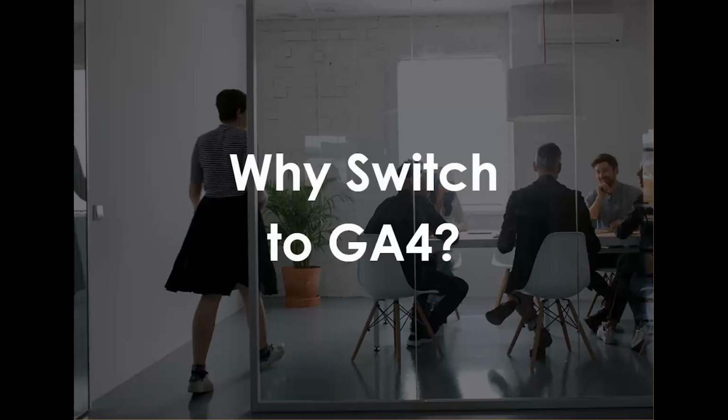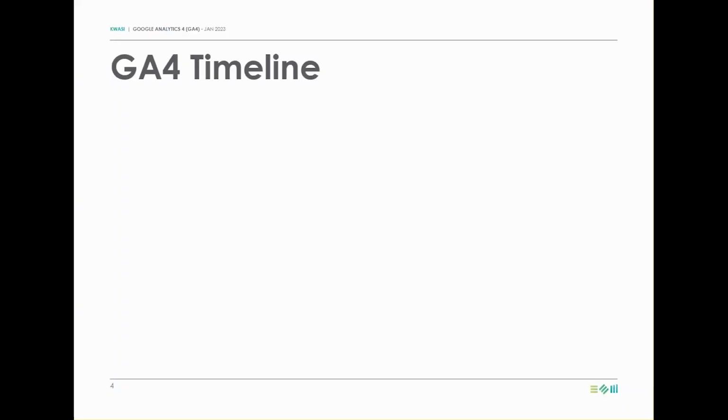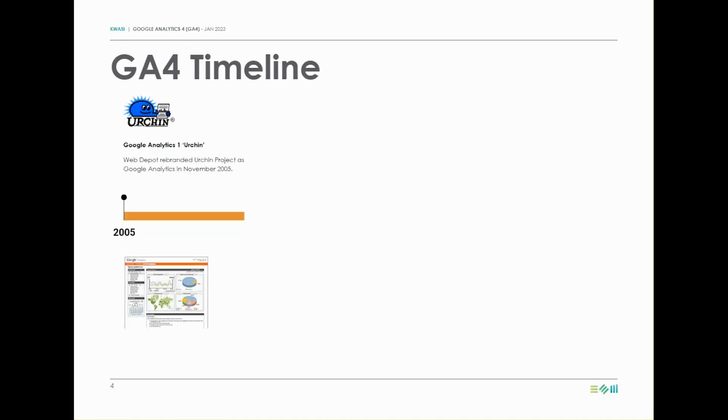So why switch to GA4? Well, it's important to understand the history of Google Analytics to gauge why. It all dates back to 1997 when Urchin Project was founded by a small company called Web Depot who specialized in business development and web hosting. After attending a trade show in 2004, Web Depot networked with Google and agreed to rebrand Urchin as Google Analytics in November 2005. Hence, GA1 was launched.